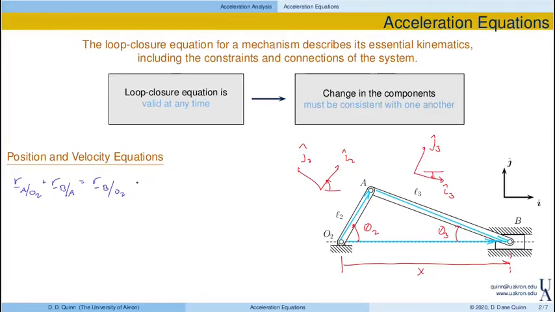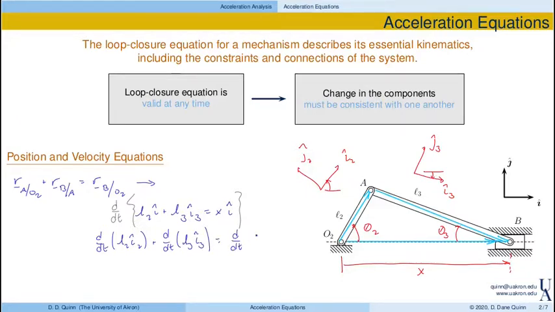So our loop closure equation is L2 in the I2 direction plus L3 in the I3 direction equals X in the I direction. Right, so again, this is the position equation. Now, if I want to calculate the velocity, I'll take this equation and apply a derivative to everything. Right? And so we end up with the derivative of L2 I2 plus the derivative of L3 I3 equals the derivative of x in the I direction.